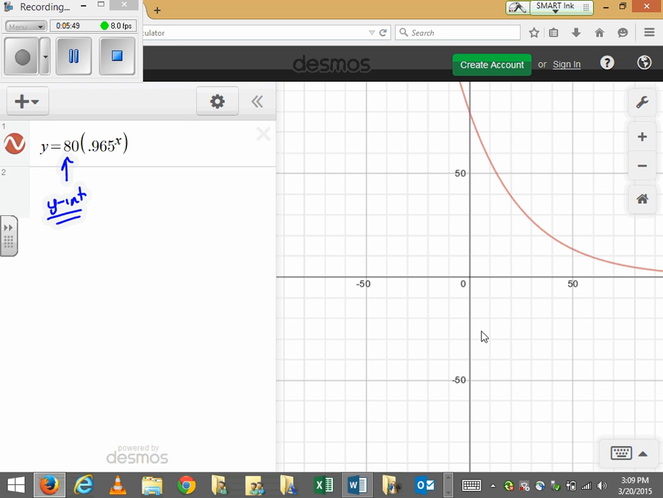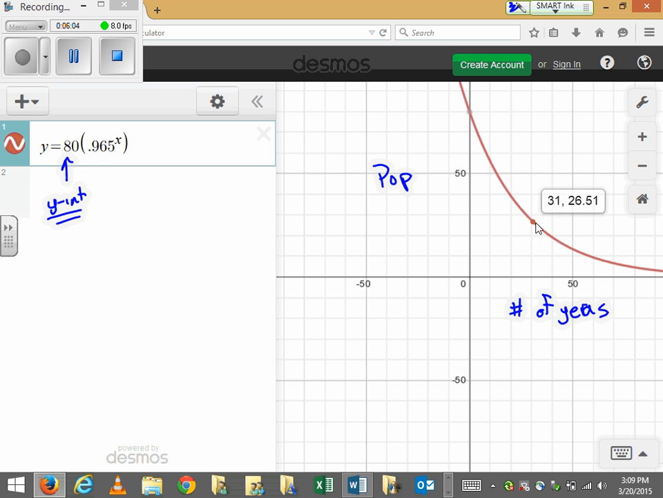So what we want to try to do, right? The y-intercept is the population, and this is number of years. So how long is it going to take to get to 15 animals, if you will? So let's just grab a point and start working our way through it. So here after 34 years, there's about 24 animals.